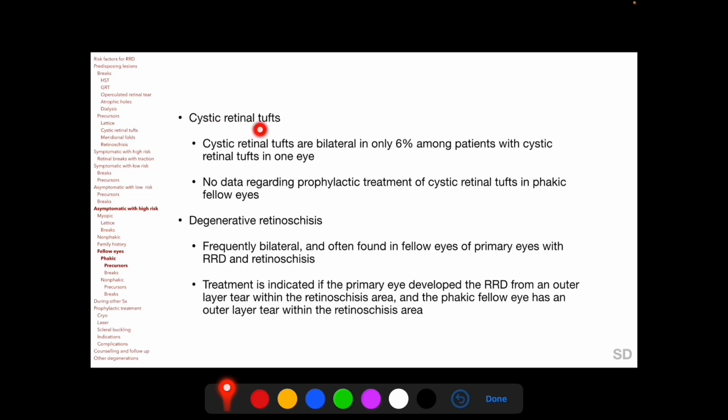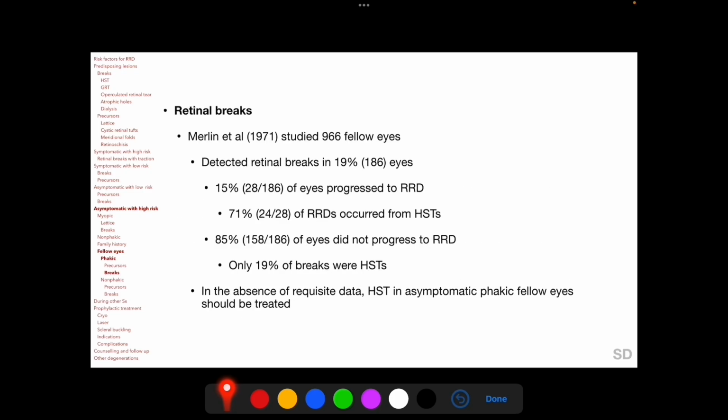For cystic retinal tufts in phakic fellow eyes, there is no data regarding efficacy of prophylactic treatment. Degenerative retinoschisis is frequently bilateral, and treatment of degenerative retinoschisis in phakic fellow eyes is indicated if the primary eye developed RRD from an outer layer tear within the retinoschisis area and the phakic fellow eye has an outer layer tear within the retinoschisis area.